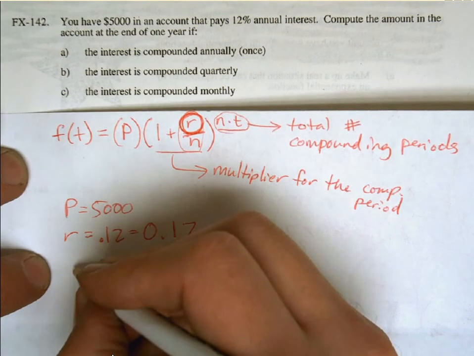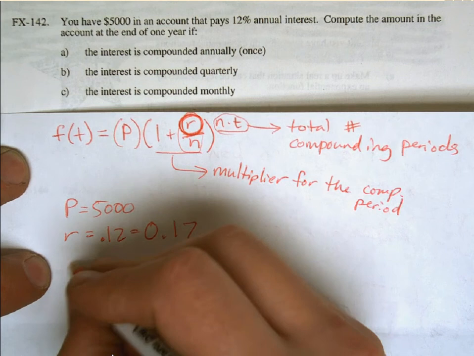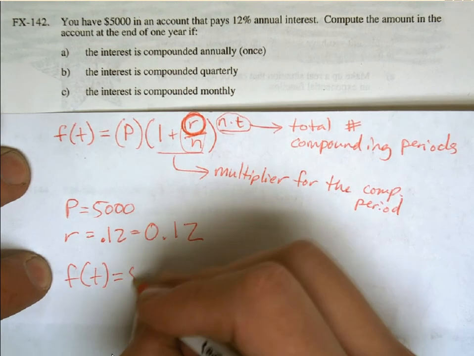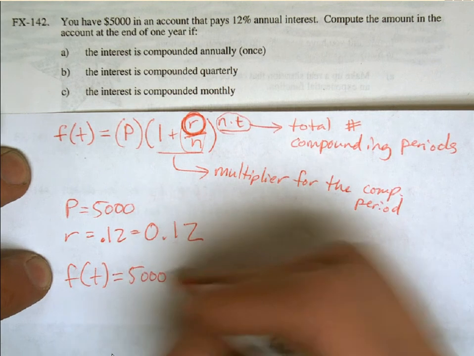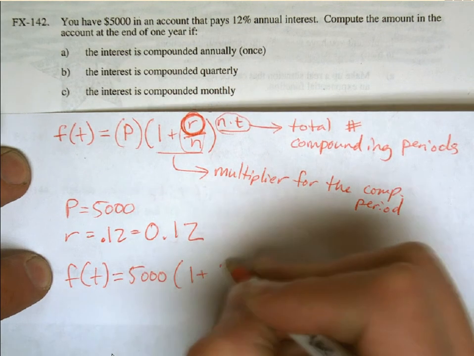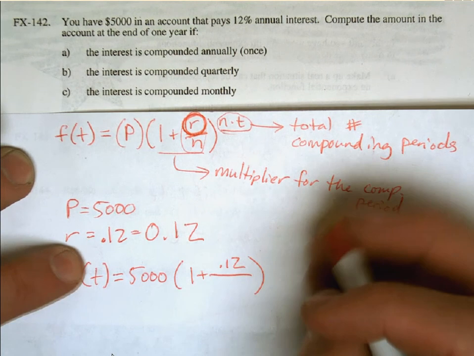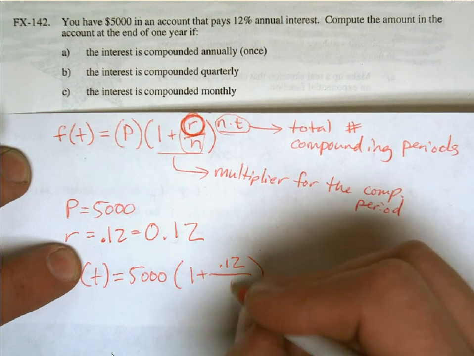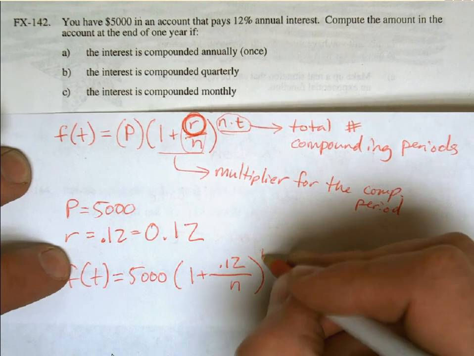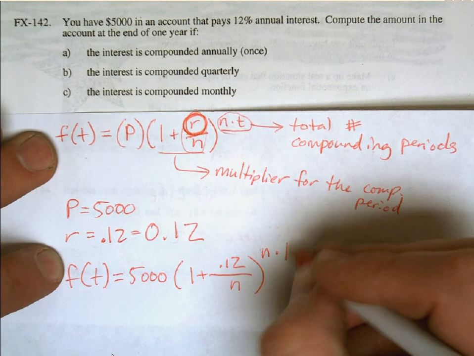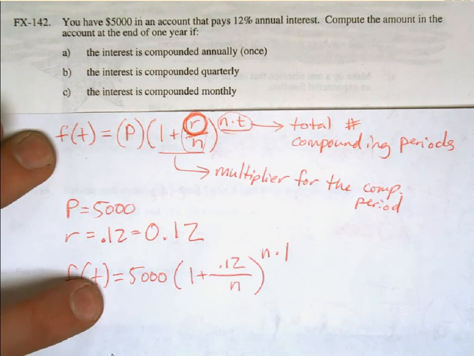We have f of t equals our present value, which is $5,000, times 1 plus 0.12, and in our problem, we don't know n because it varies. And so I'm just going to write n and then n times whatever our t value is. In this case, it's 1 year. They tell us that. So our n value is going to change accordingly.